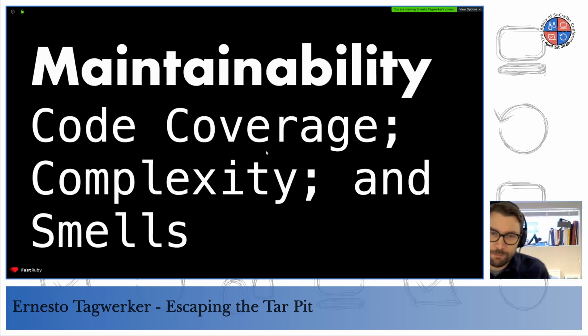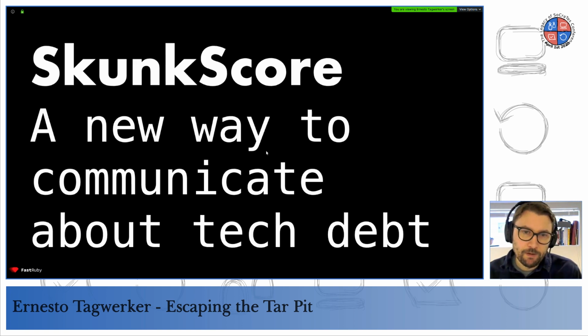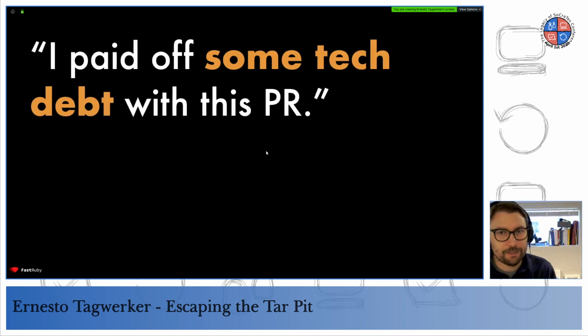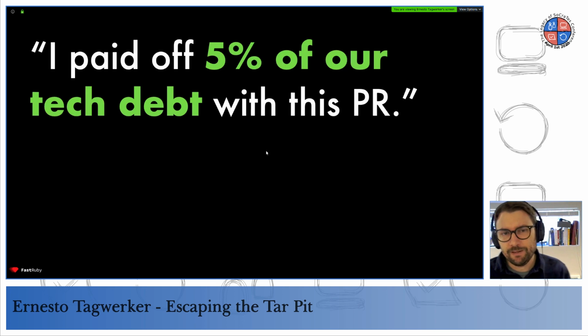To wrap things up, in terms of maintainability, we care about code coverage, complexity, and smells. And we want to think about SkunkScore as a new way to communicate about tech debt. Okay? We want to have better conversations about this. Next time you submit a pull request, instead of saying, yeah, I paid off some tech debt with this PR, you can actually say, I paid off 5% off our tech debt with this PR.